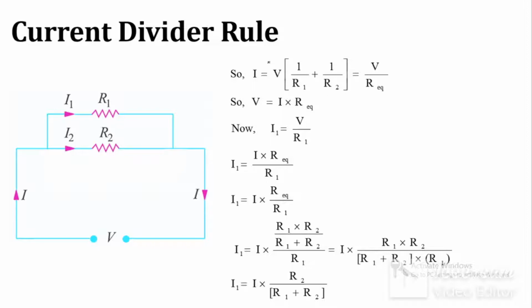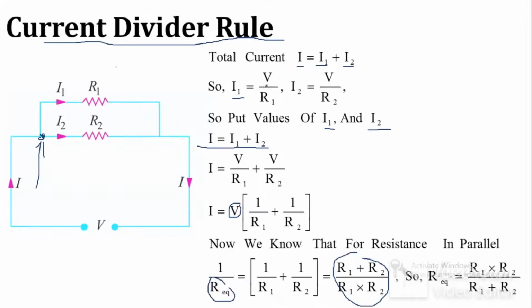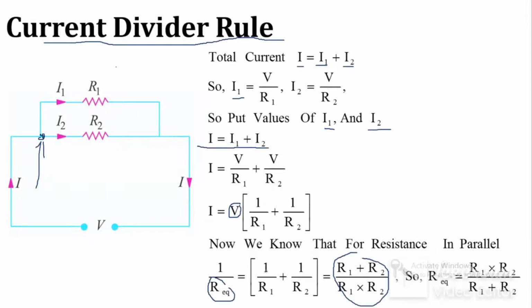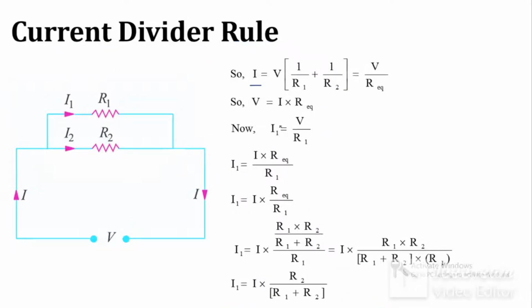Now we have the formula of current that we have written over here. I is equal to V into 1 by R1 plus 1 by R2, and this 1 by R1 plus 1 by R2 is equal to 1 upon R equivalent. So I can write V by R equivalent. So the total voltage is given by R equivalent multiplied by I. We can shift this R equivalent to the left, so V becomes I into R equivalent.